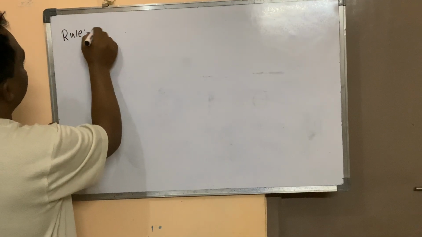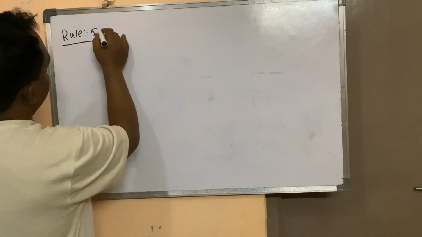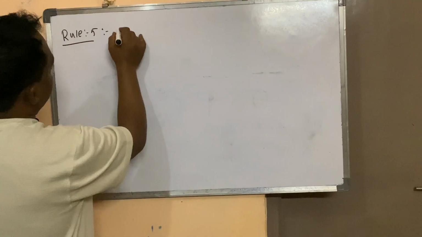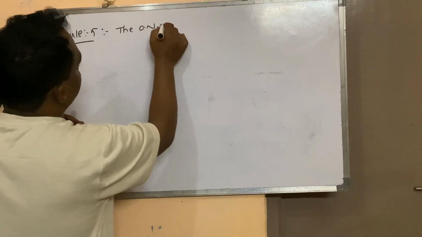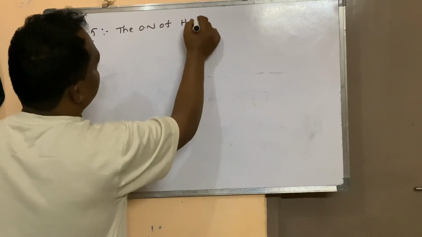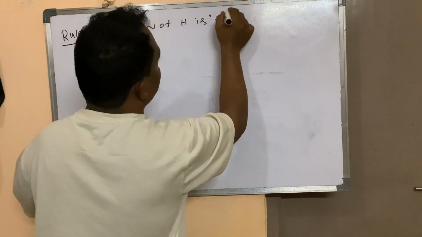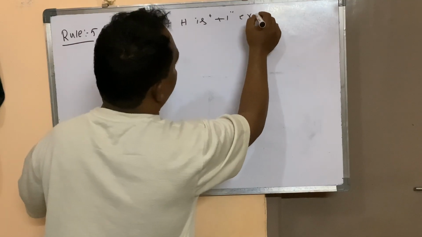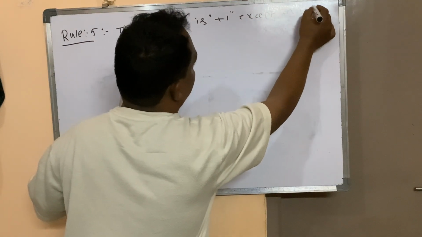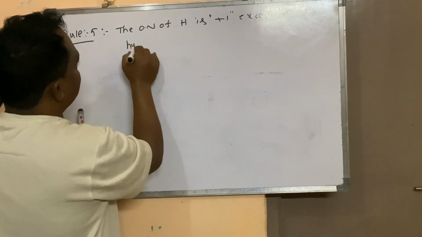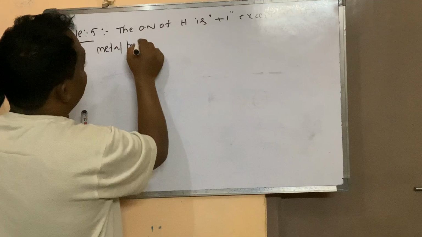Rule number 5. The oxidation number of hydrogen is plus 1, except in its metal hydrides.